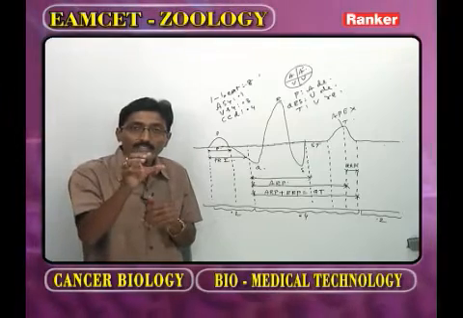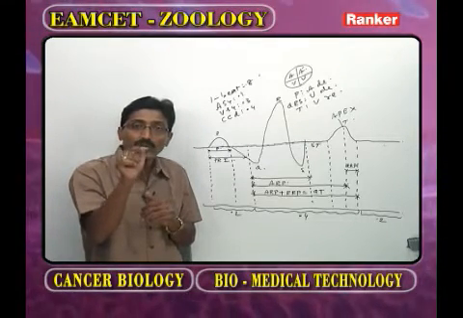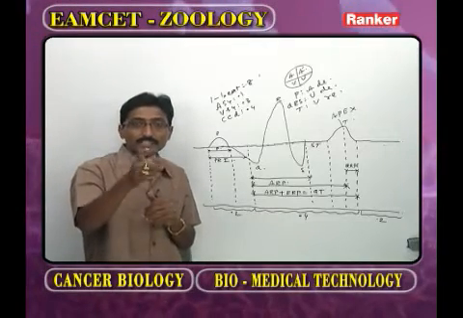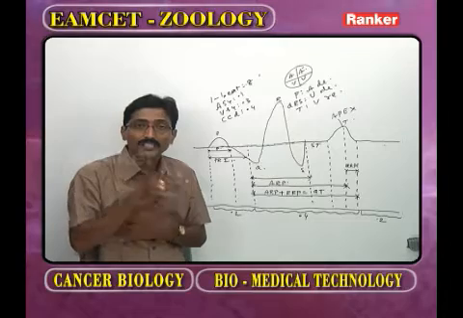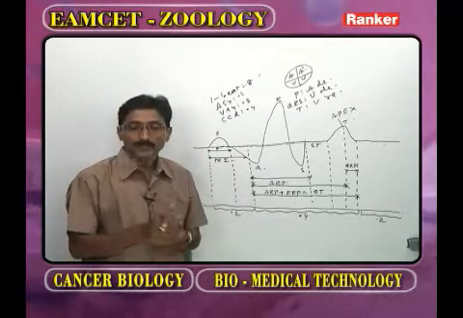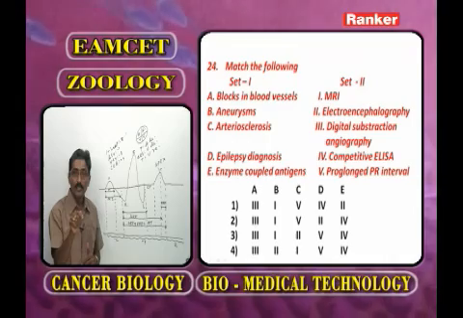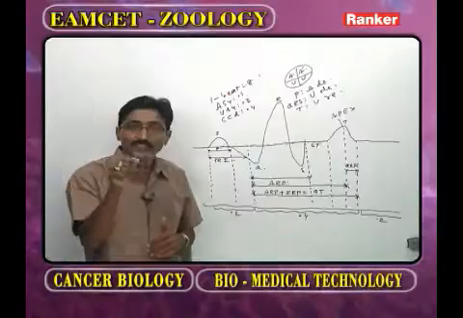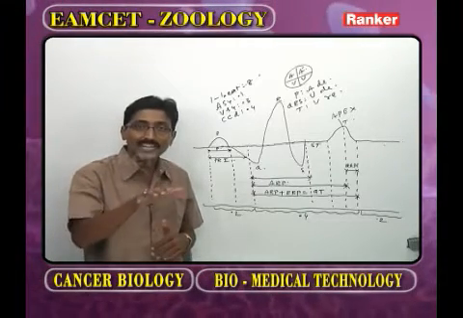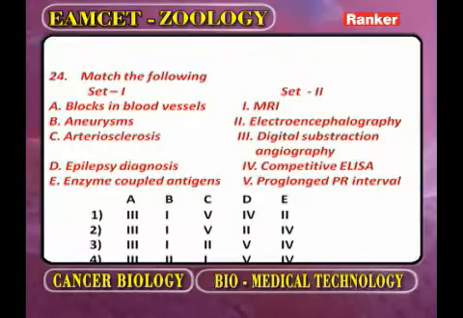How can it be noticed? With the help of EEG, electroencephalograph, but not ECG. ECG is associated with the working of the heart. EEG is associated with the working of the brain. Now, enzyme coupled antigen. To know the presence or absence of HIV virus in the blood sample of the AIDS patient, we go for the direct ELISA, that is enzyme coupled antigen.